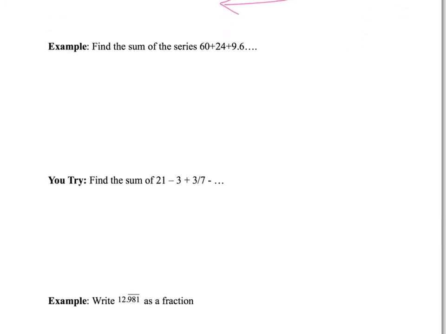Find the sum of the series 60, 24, 9.6. So we have an infinite series. It's going on forever, and I'm adding up the terms, and I'm going to use my sum formula. My sum formula, again, is a sub 1 over 1 minus r. So my first term, obviously, is 60. R I'm going to find by taking my second term, 24, over my first term, 60, and that is going to reduce to 6 over 15.